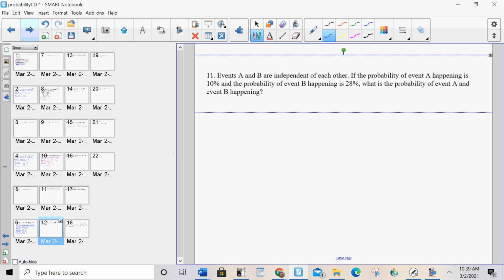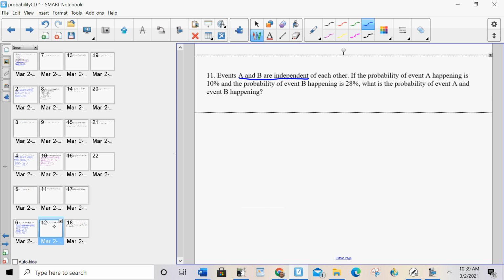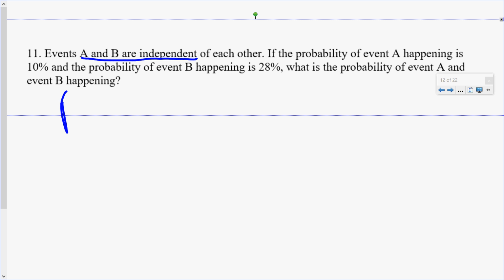I don't feel we need to go over that one. I guess we can take a look at 11. Events A and B are independent of each other. If they're independent of each other, then I know that I'm going to be using the independent formula. P of A and B equals P of A times P of B.